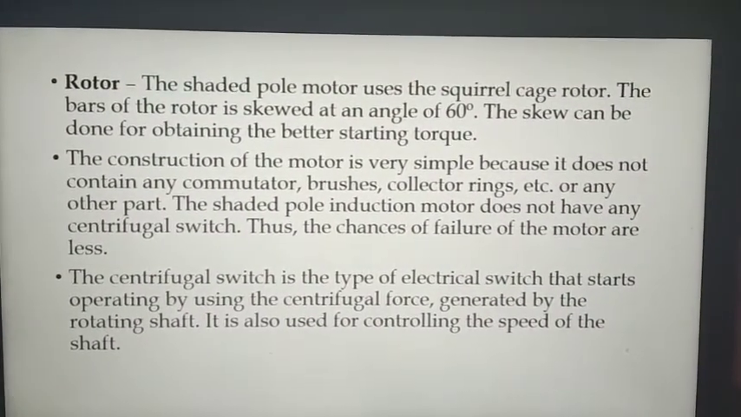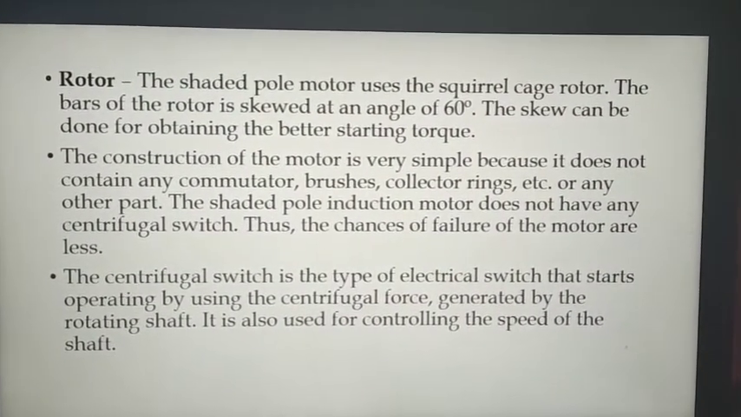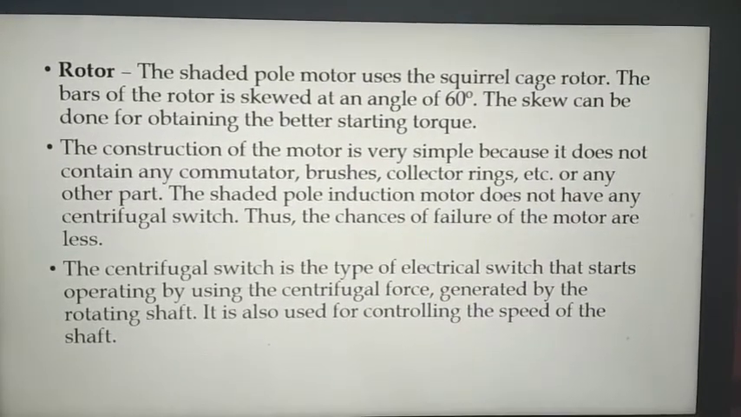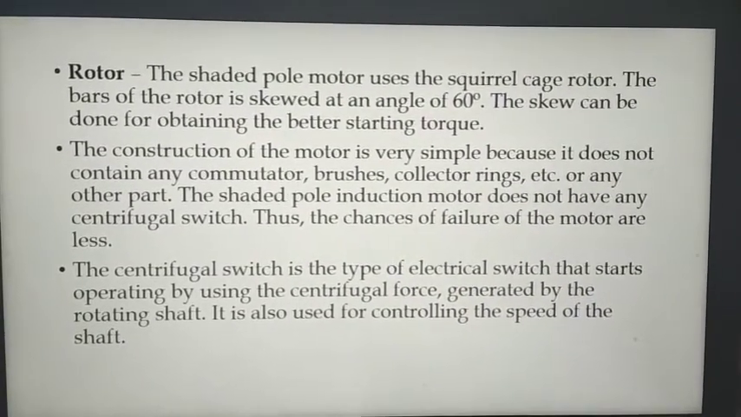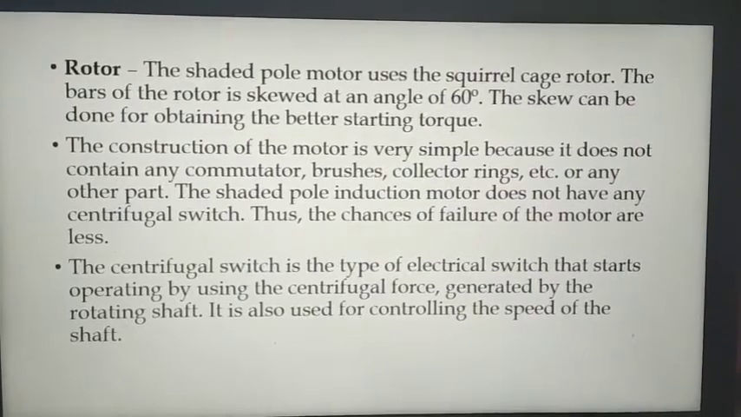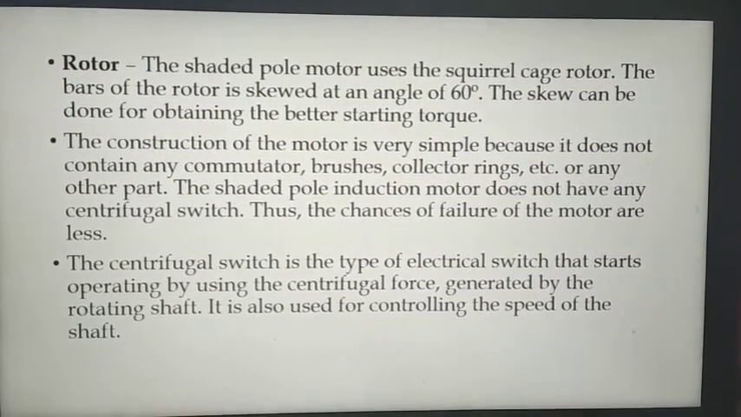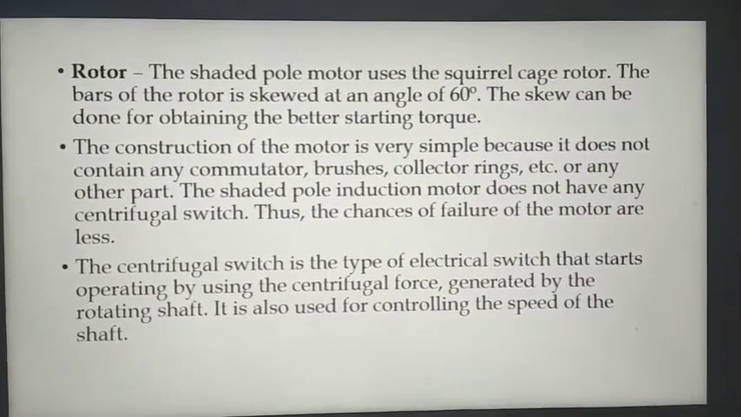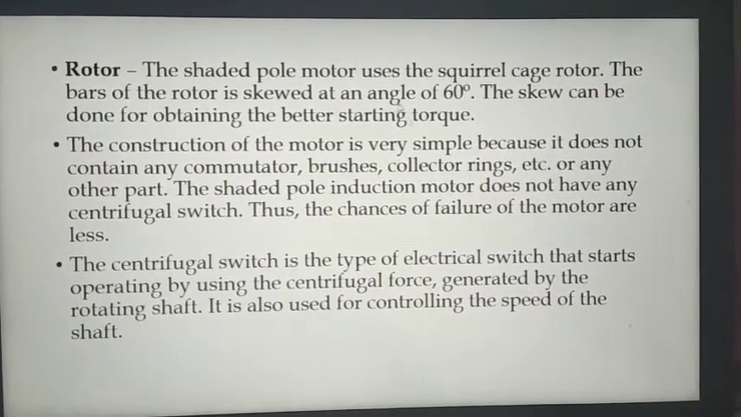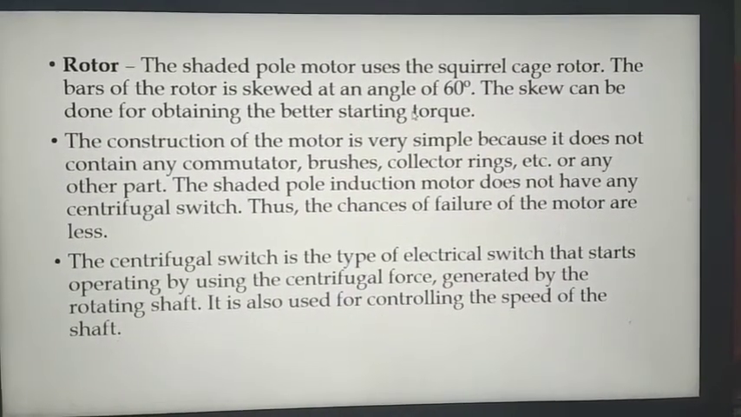Then the next one is the rotor. The shaded pole motor uses a squirrel cage rotor. The rotor bars are skewed at an angle of 60 degrees. Skewing is done to obtain a better starting torque. It is mainly used for the better starting torque.